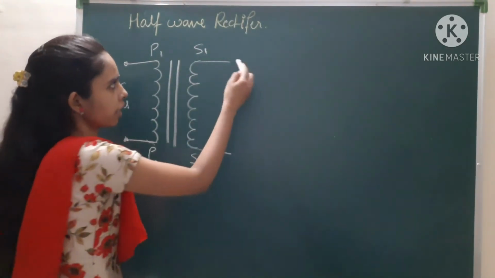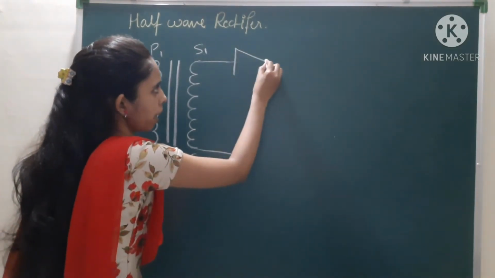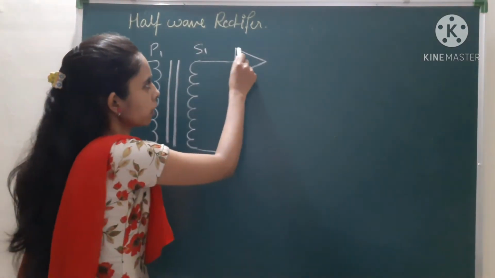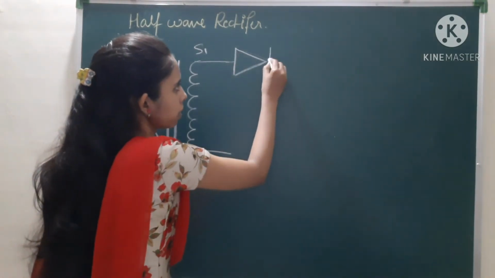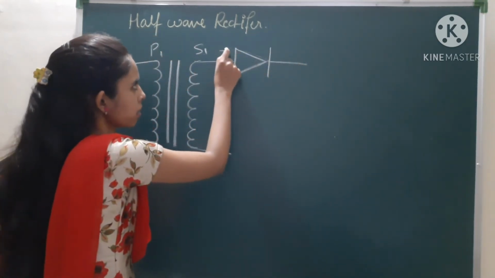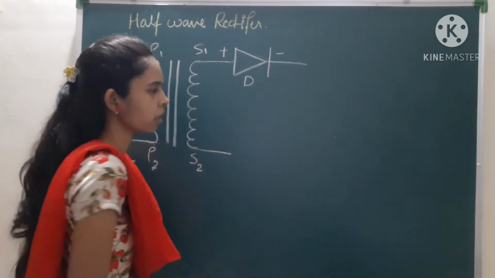Okay, now this secondary coil is then connected to a diode, that is, a PN junction diode. We have done this PN junction diode in 11th standard. So it is denoted by this symbol. This is the cathode and this is the anode. So that means this is the positive terminal and this is the negative terminal. Let us call this diode D.